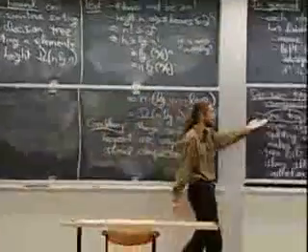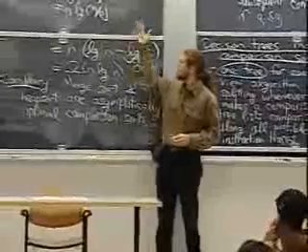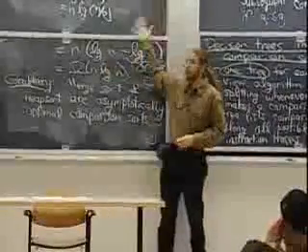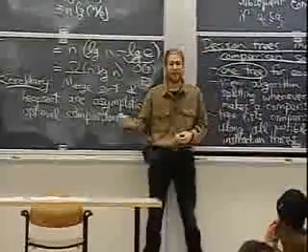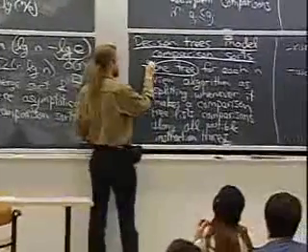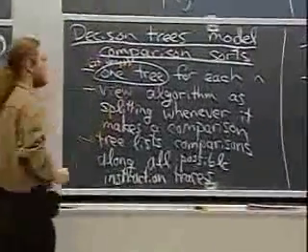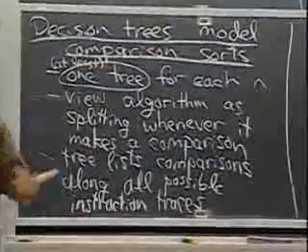Because no matter what tree it comes up with, no matter how those coin flips come out, this argument still applies. Every tree that comes out has to be correct. So this is really at least one tree. And that will now work.